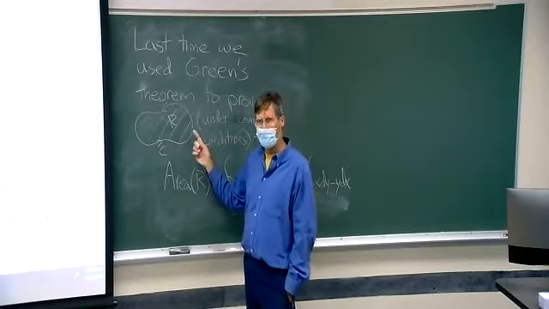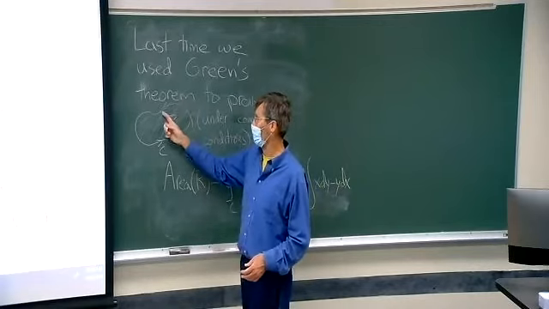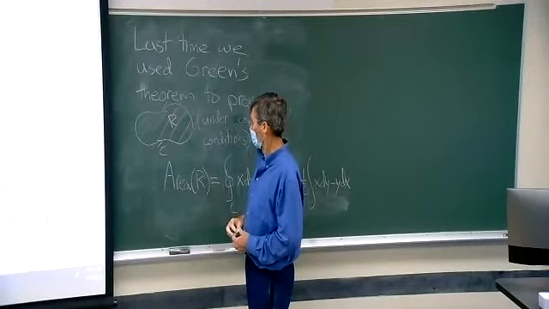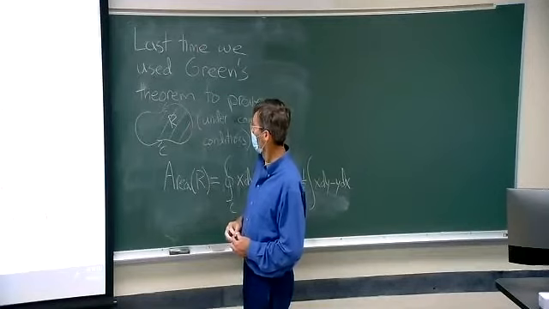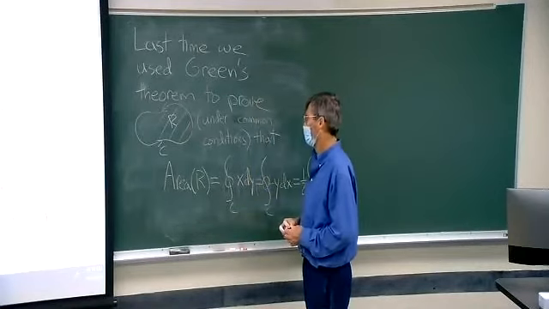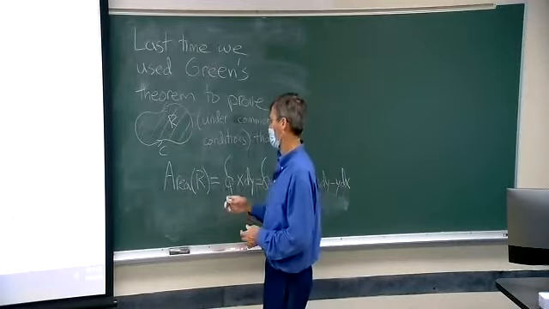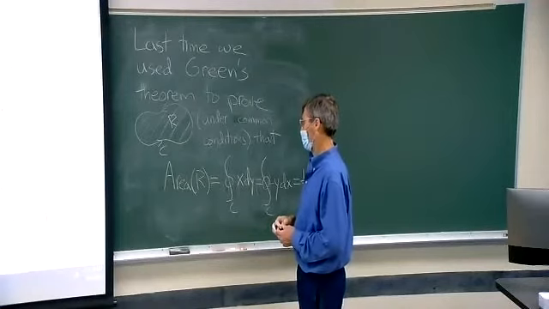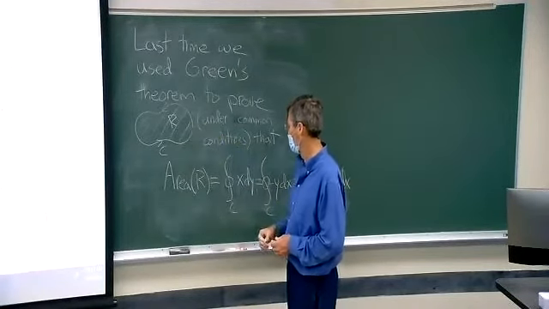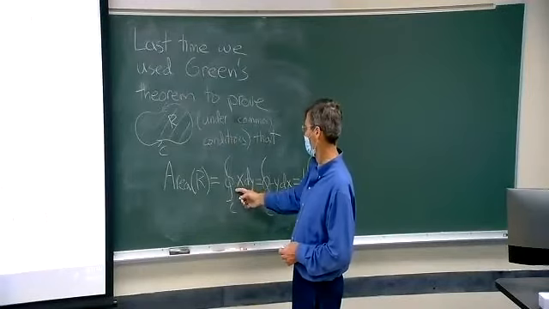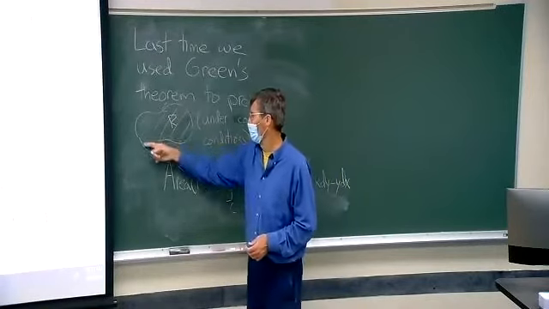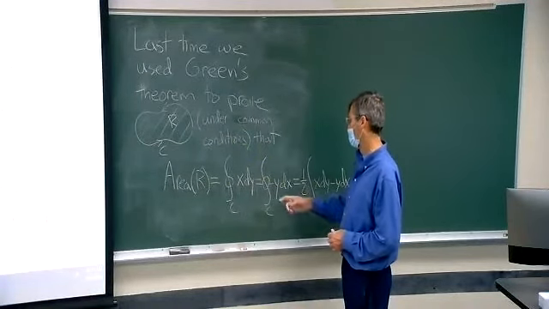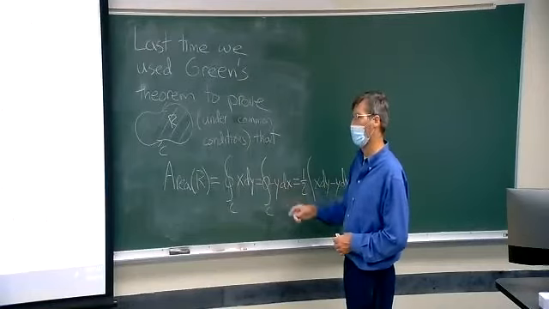That under common conditions, the conditions of Green's theorem, so this has to be a piecewise smooth, simple closed curve enclosing a region with no holes in it. And then it turns out that the area of the enclosed region is equal to the line integral x dy around this curve, or it's minus the integral of y dx around that closed curve.